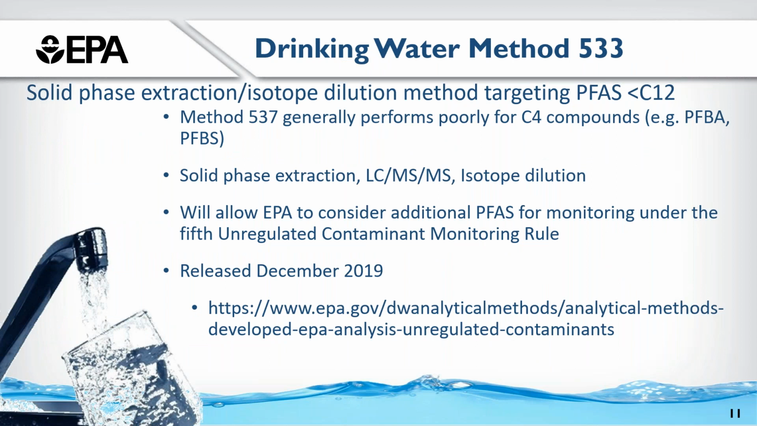So in addition to 537, another drinking water method was developed over the past 2 years that does use solid phase extraction and isotope dilution and targets PFAS compounds C12 and lower. This was done for a couple reasons. So method 537 generally performs poorly for the C4 compounds. As I mentioned, it's a solid phase extraction LC-MS/MS isotope dilution method. The method will also allow EPA to consider additional PFAS for monitoring under the next unregulated contaminant monitoring rule. The method was released in December of 2019, and you can find a copy of that method at the link at the bottom of this slide.